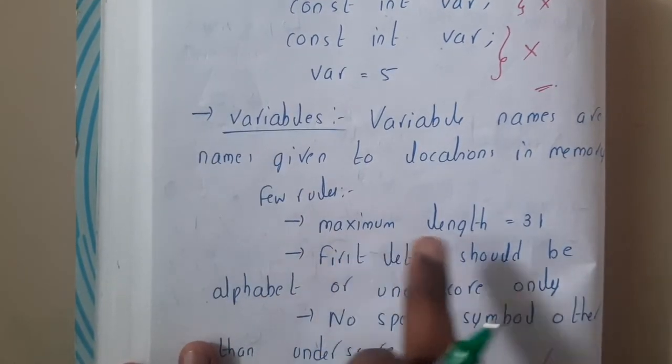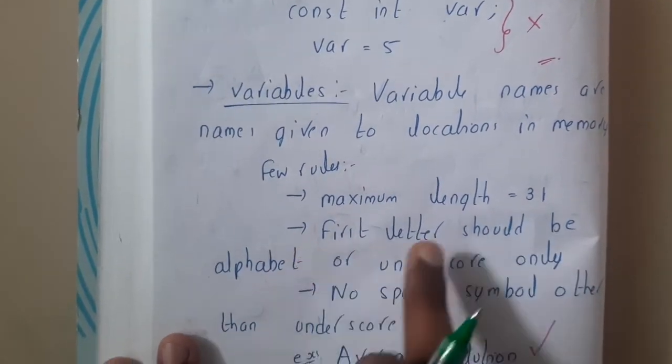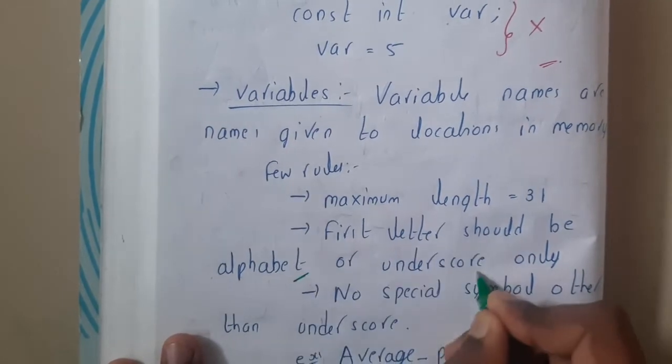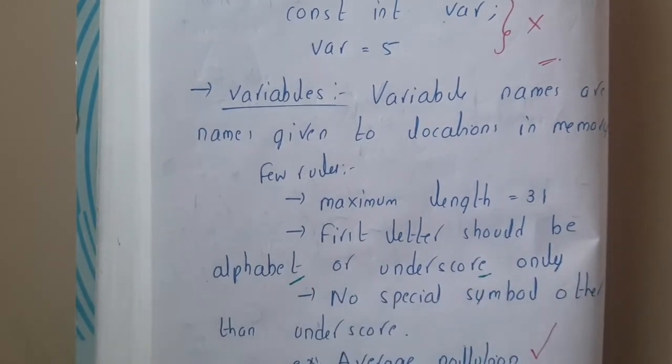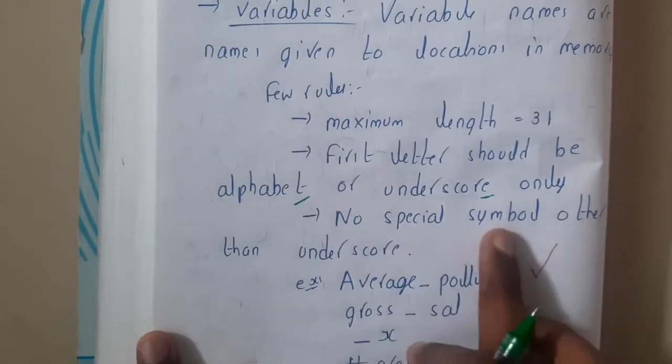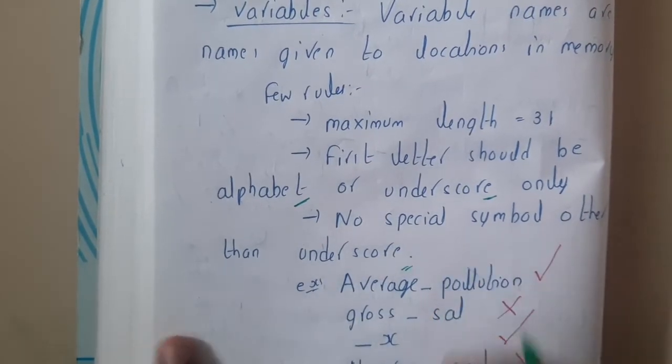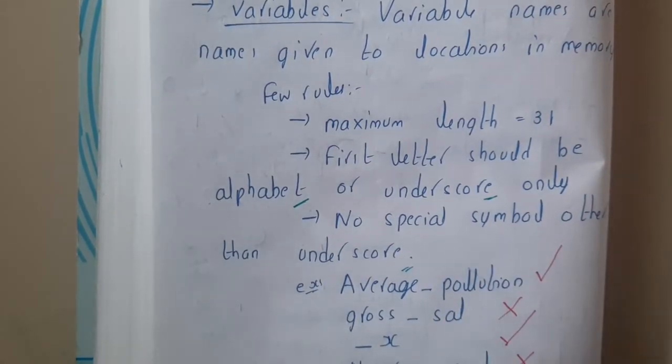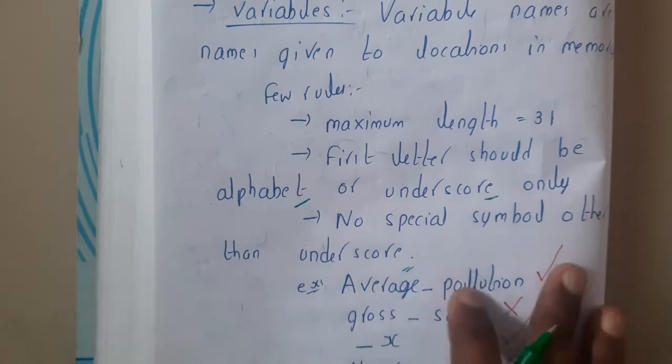There are a few rules. The maximum length should be 31. The first letter should be an alphabet or an underscore. Any other symbol, you will get an error. And no special symbols other than underscore. You cannot use #, you cannot use @, you cannot use exclamation mark and all those things. Only underscore should be used.